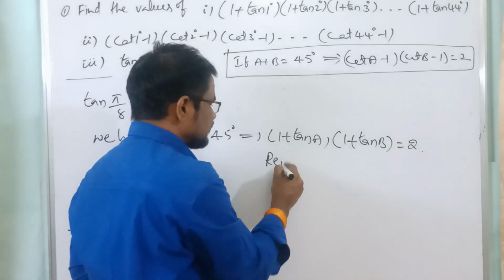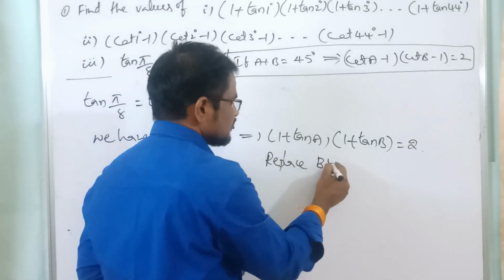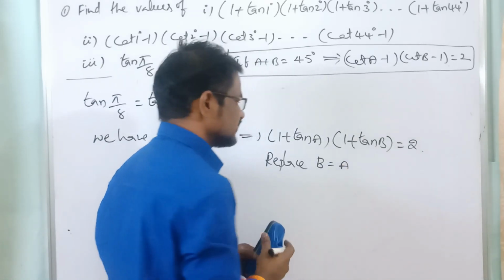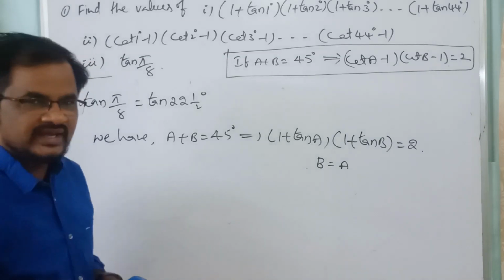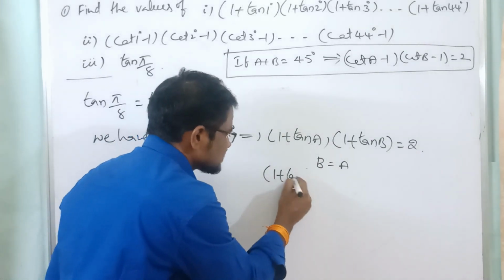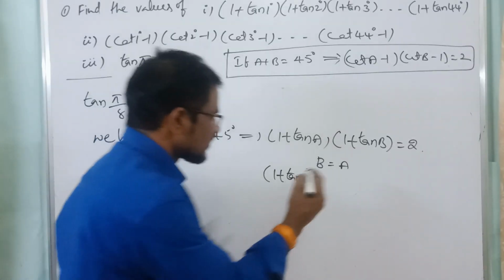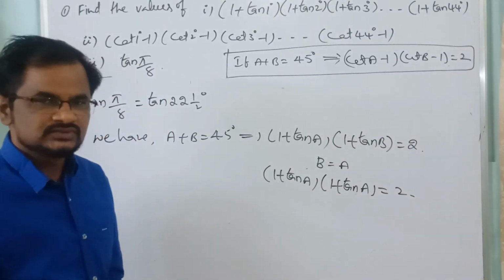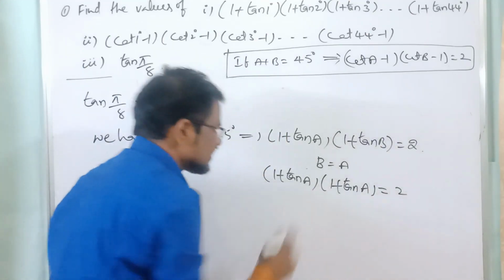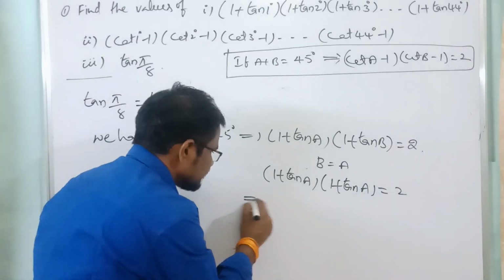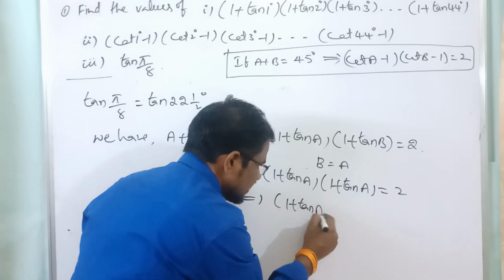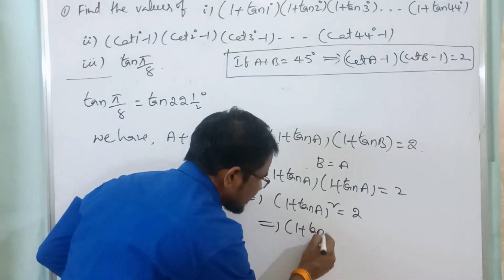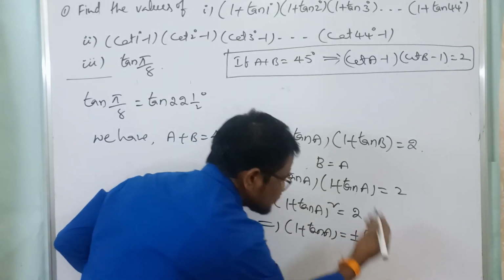In this, replace B by A, or B equal to A. If you take B equal to A, then 1 plus tan A, 1 plus tan A equals 2. Okay. Now 1 plus tan A, 1 plus tan A, that implies 1 plus tan A whole square equals what? 2. That implies 1 plus tan A equals plus or minus root 2.